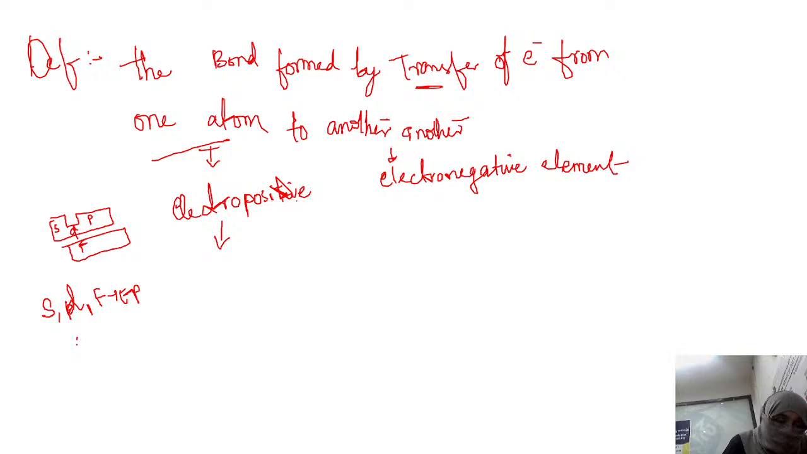It's difficult here. So what is the one atom which is giving here? Electropositive element. The element which is accepting electron here is electronegative element. One more thing about electropositive elements: all electropositive elements are metals. All electronegative elements are non-metals.